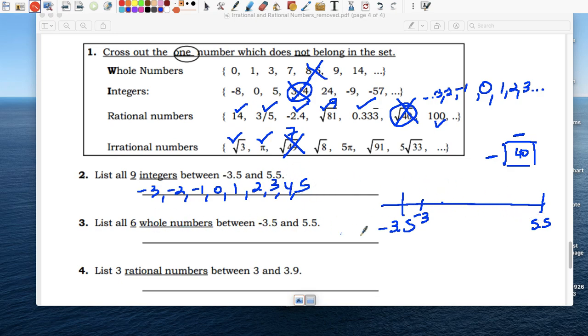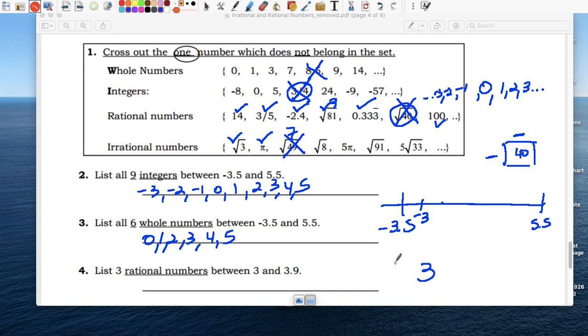List 6 whole numbers between negative 3.5 and 5.5. I get whole numbers. 0 is one of them, 1, 2, 3, 4, 5. Are those all whole numbers? Yes. And are they between negative 3.5 and 5.5? Yes. List 3 rational numbers.